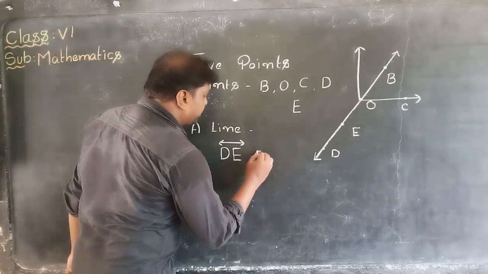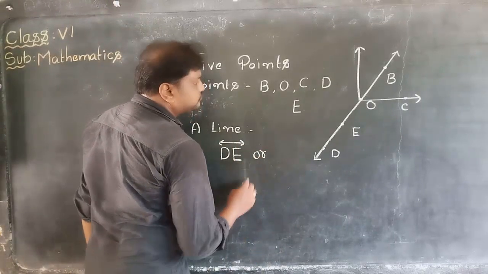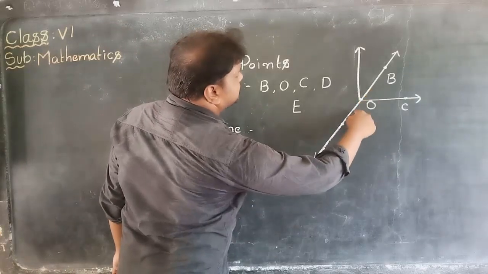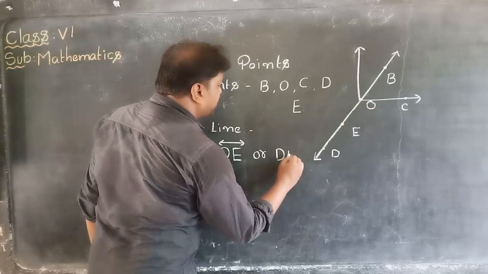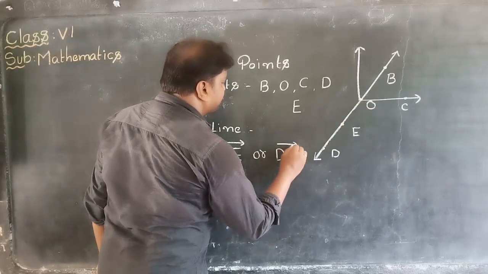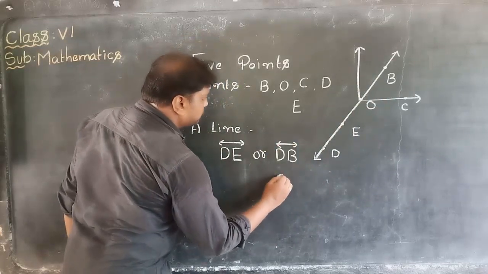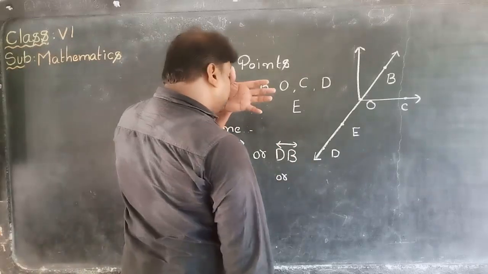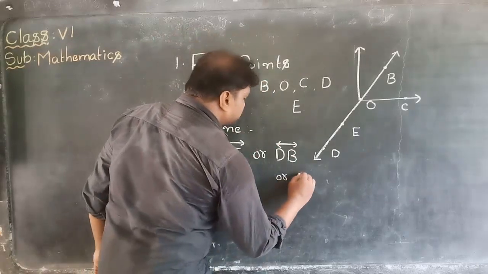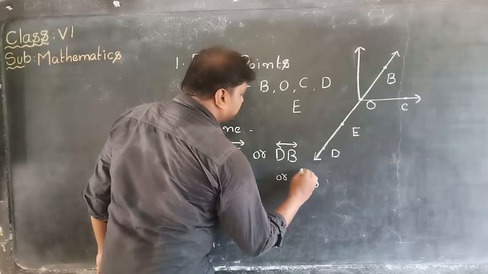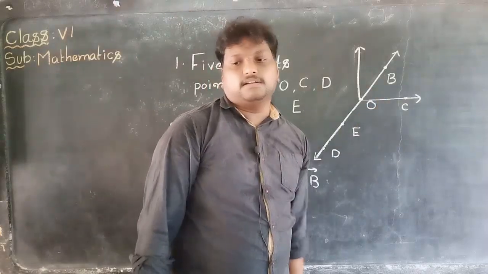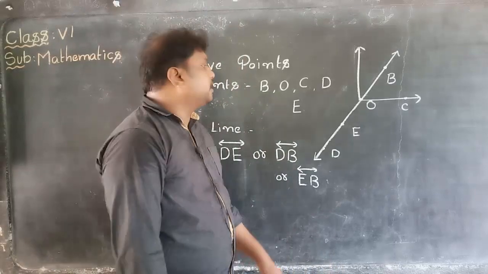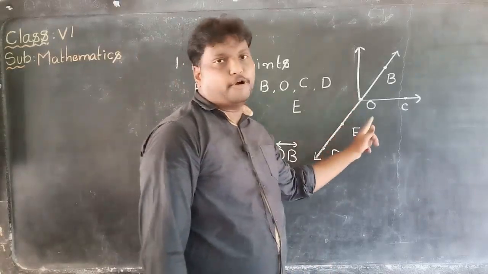Next we can take DB also, or EB also. But OC not. Why? Because here O is the starting point.